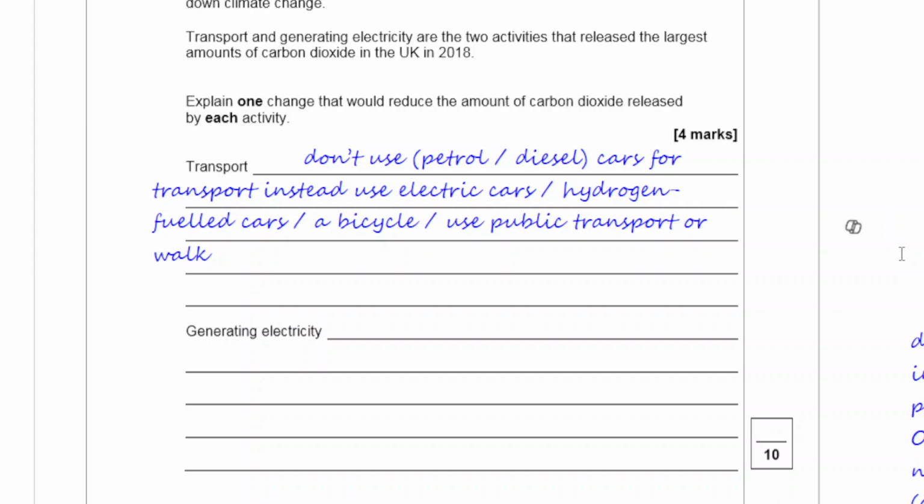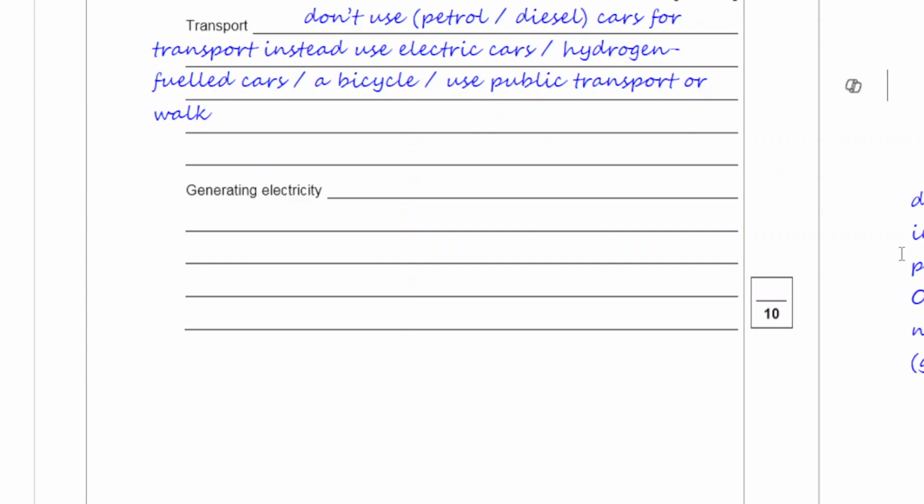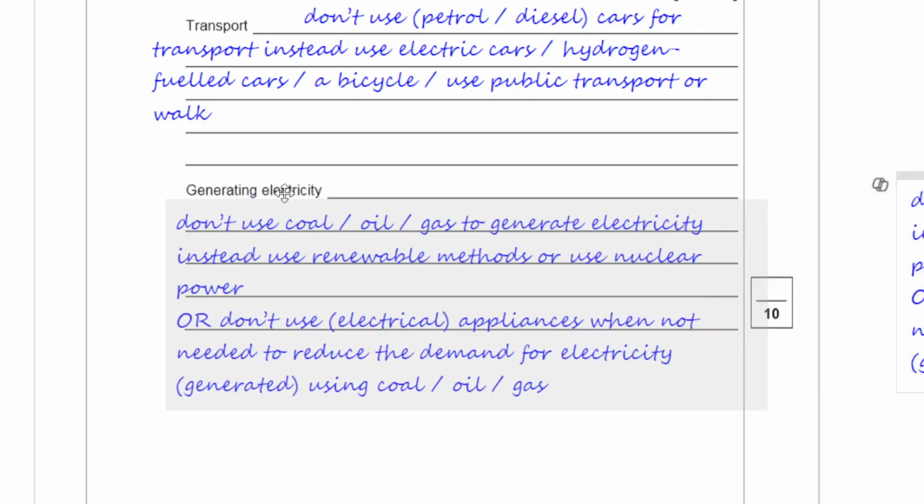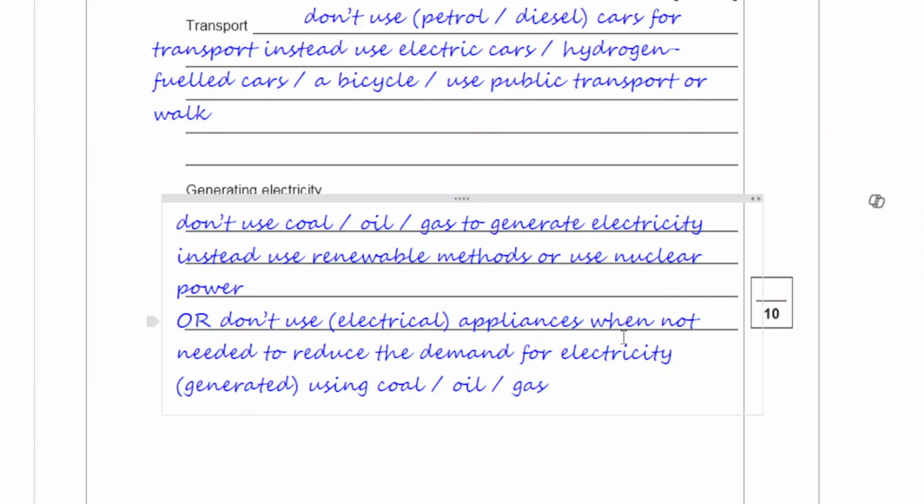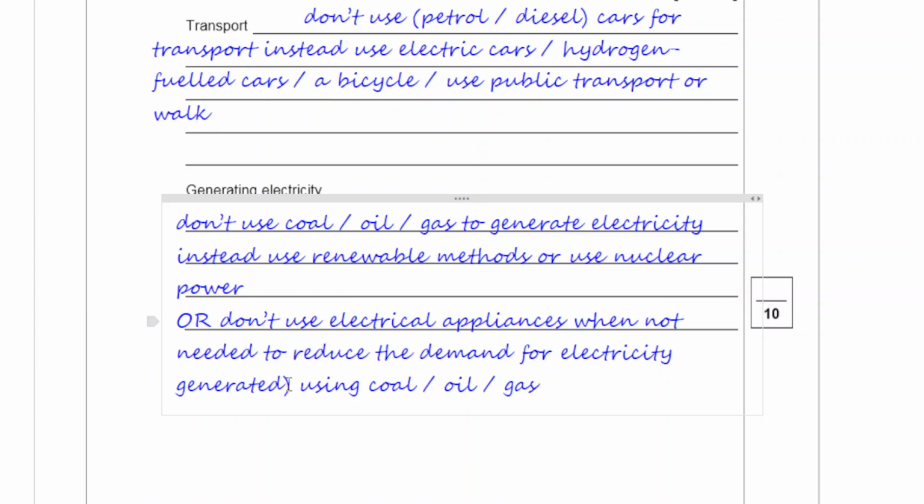For generating electricity, instead of using fossil fuels such as coal, oil, and gas, we could use the renewable energy resources to generate electricity, so that there's no CO2 released, or we could use nuclear as well. Or the third option is don't use electrical appliances when not needed, to reduce the demand for electricity generated using coal, oil, or gas, or using fossil fuels.